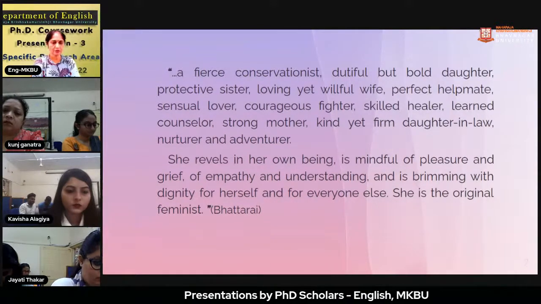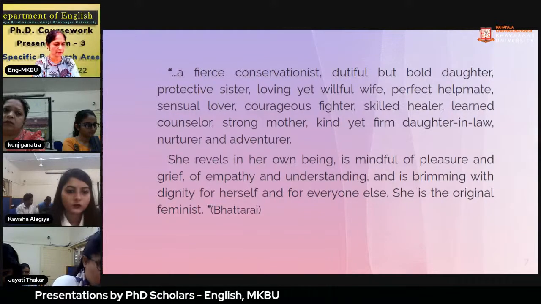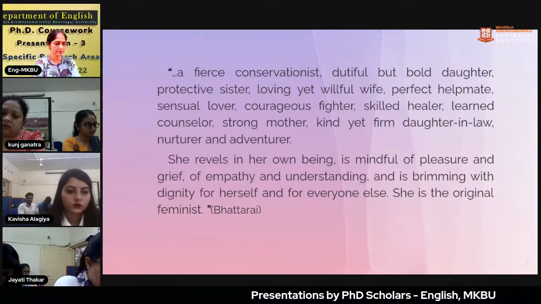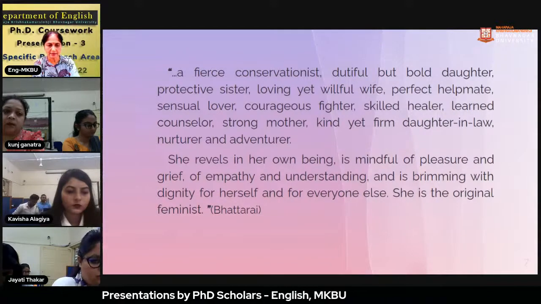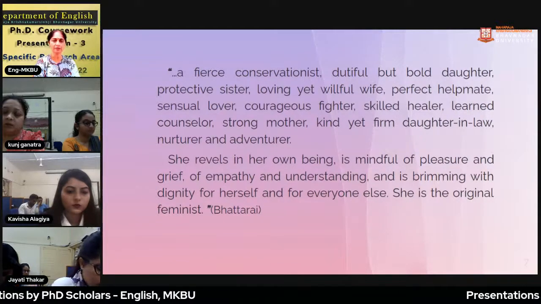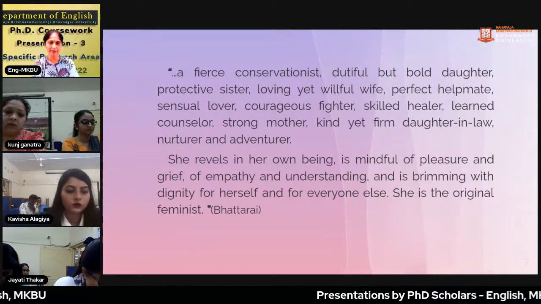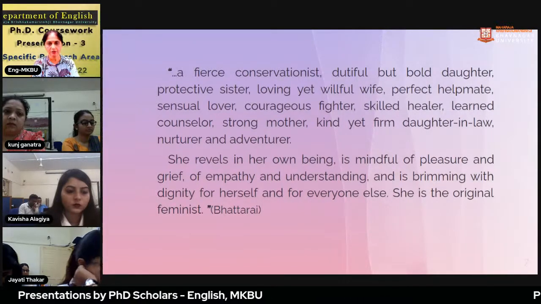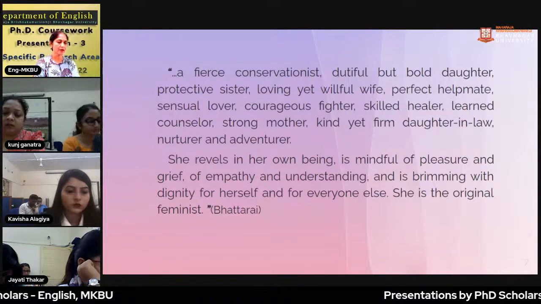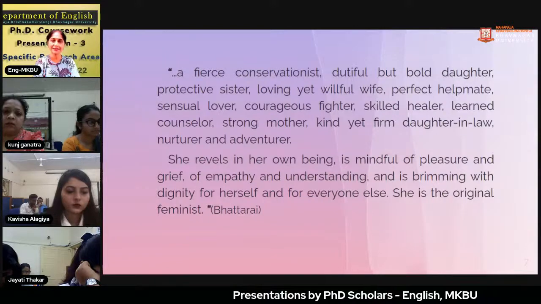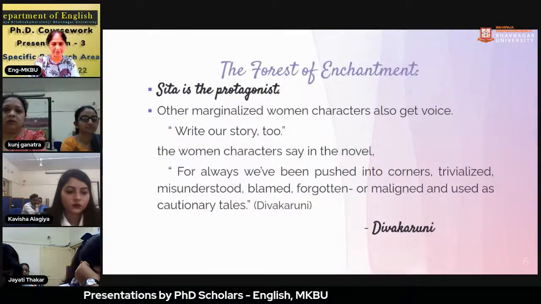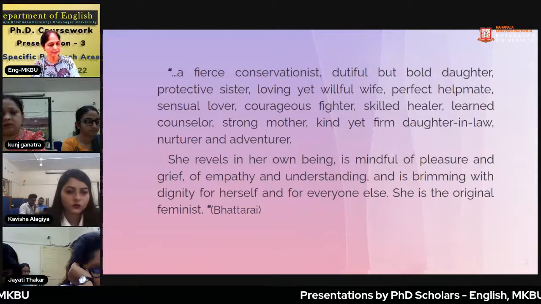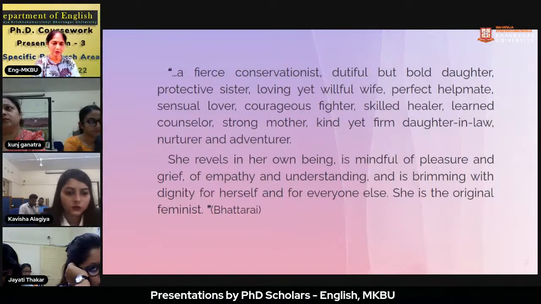Now another quote, which I'm going to recite, is from Bhattarai. She has written a review of the novel, and I have taken her review verbatim. So, a fierce conservationist, dutiful but bold daughter. These are the characteristics of Sita. Sita is represented in this way, according to Bhattarai.